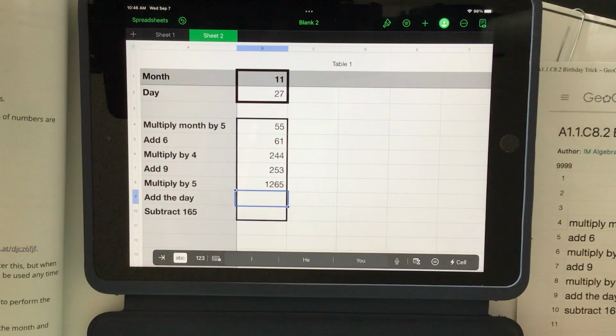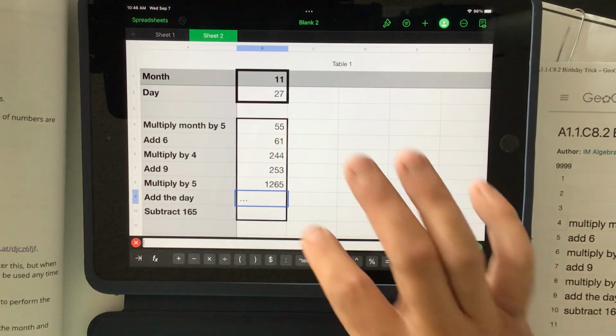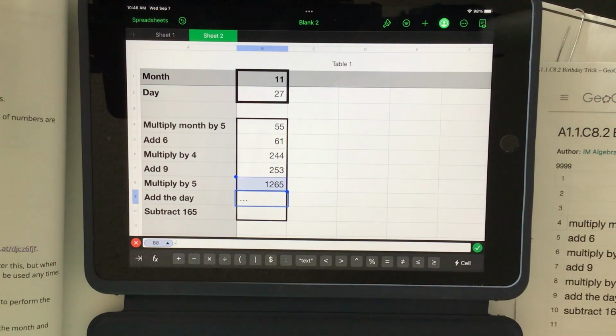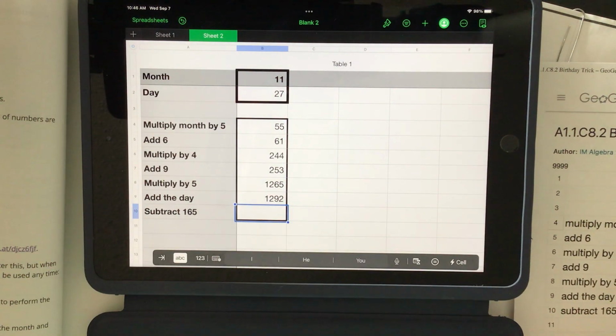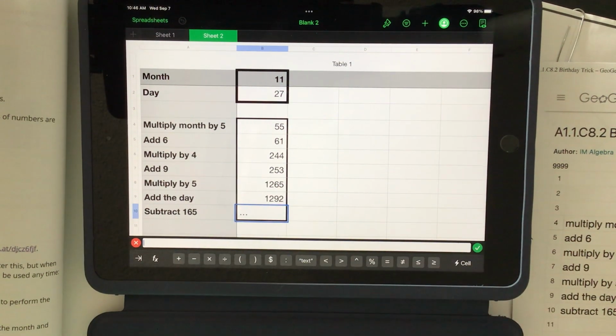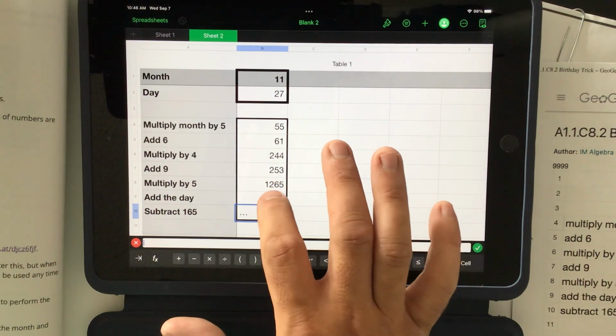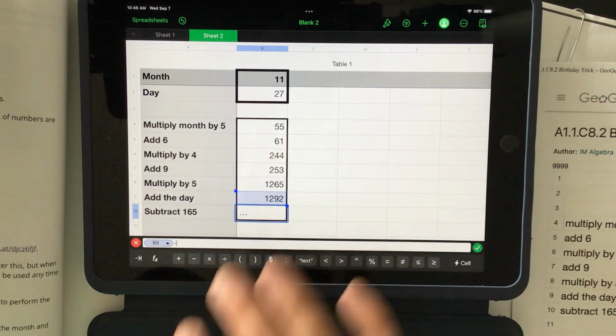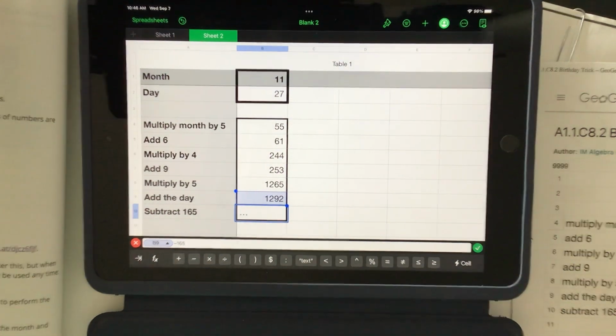Add the day: equals one above it plus day. Equals one above it minus 165.